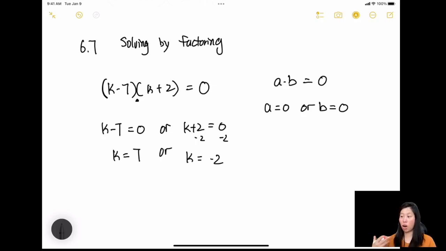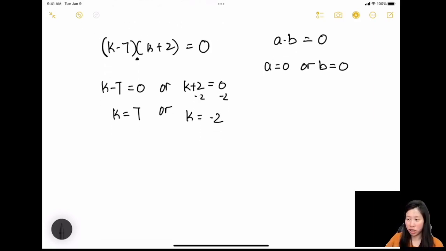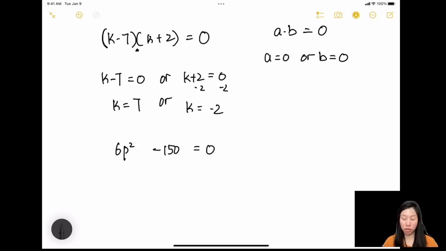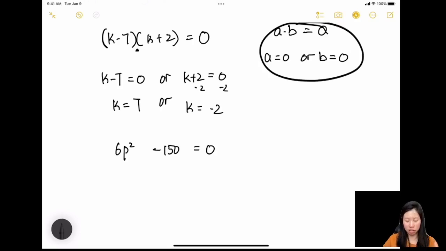Okay, something harder that they don't give you directly. So I have 6p squared minus 150 equals 0. The first step you're trying to do is factor out, try to make it look like something multiplied by something, because our goal is to apply the zero product rule. So factor the common factor out: 6 times p squared minus 25.